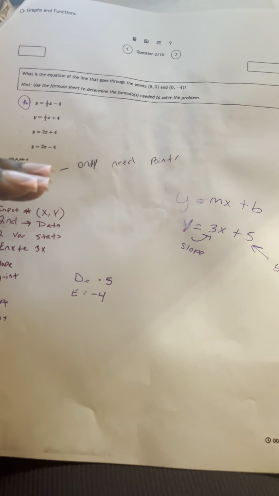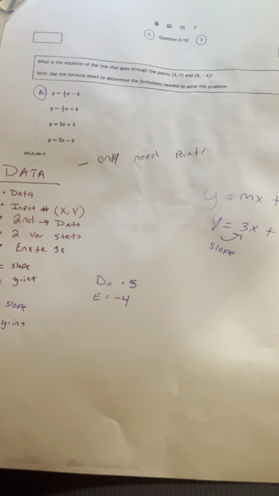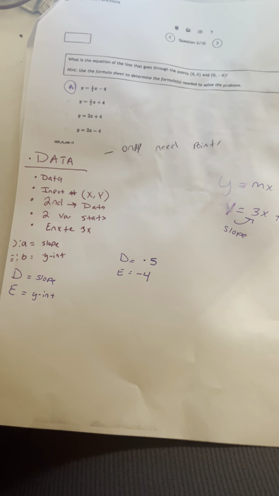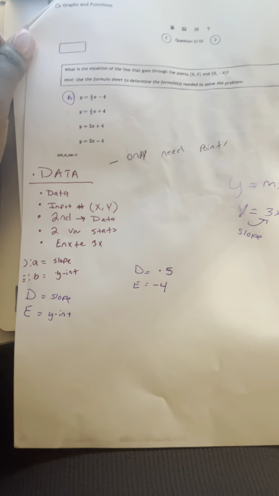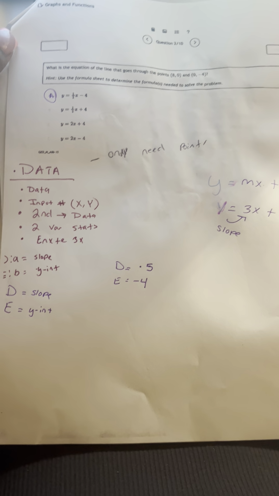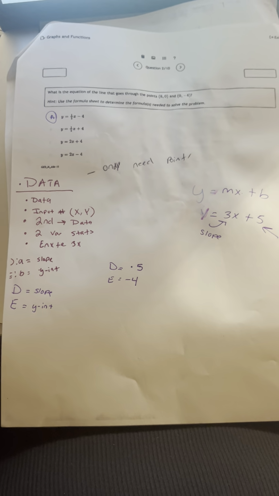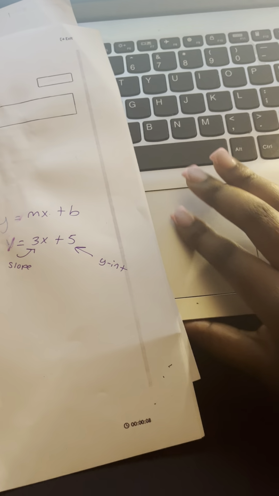Now, if you were trying to find the equation, automatically you would do the slope formula, your y2 minus y1 and your x2 minus x1. However, because we have our handy dandy calculator that you will be able to use, it will be easier. Hear me. It would be easier to use the calculator. Now, I'm going to show you what I'm going to put on the calculator.